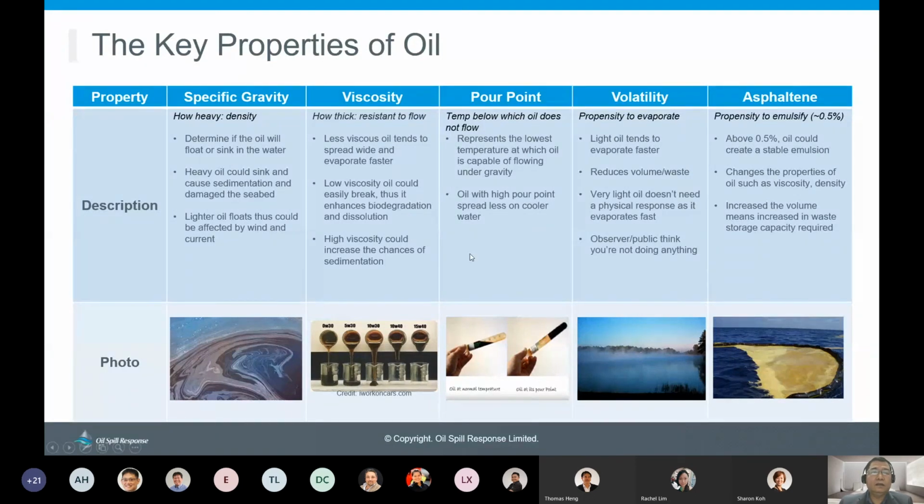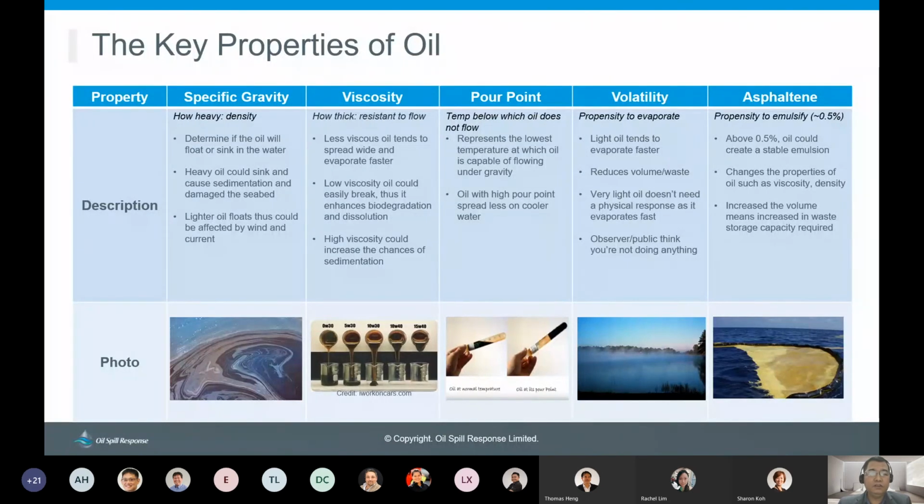The next property is the viscosity. Viscosity tells us how thick the oil is, or its resistance to flow. Less viscous oil tends to spread wide and then evaporate faster, so it covers a wider area. And low viscosity oil could easily break up, thus enhancing biodegradation and dissolution.